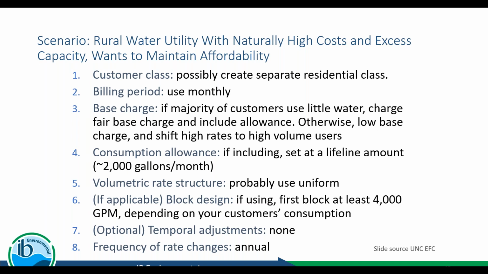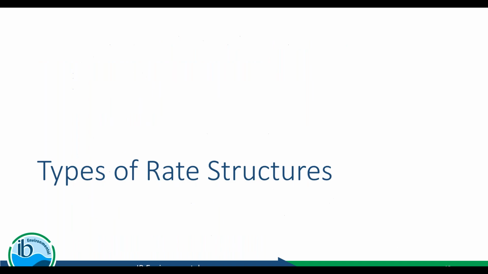But number 8, look at bullet or point 8, the frequency of rate changes probably should be annual. At least each utility should be reviewing their rate structure on an annual basis. What we want to avoid is long periods of no rate adjustments and then huge double-digit rate increases. If you want to talk utility lingo to the staff of the utility, use the term double-digit rate increases. That is a no-no. If we can avoid it, we try to at all costs. So types of rate structure, like I said, will start to become more apparent here.